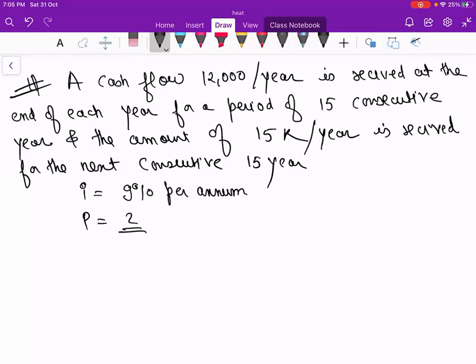Solve this. Those who solve this question correctly have got the point accurately. So this is not a direct question. One hint I am giving: there is one trick. So solve it.